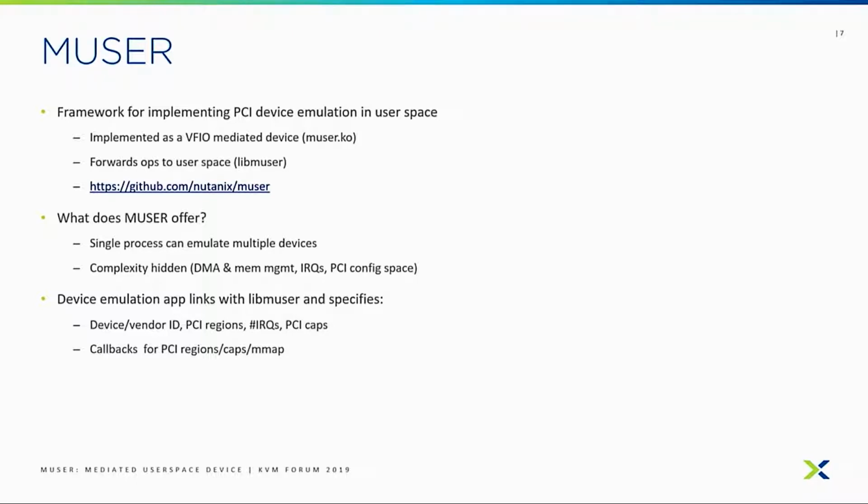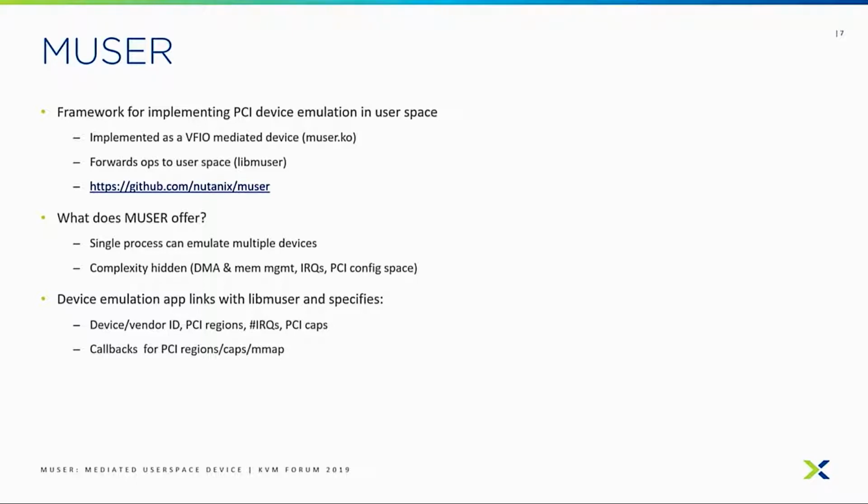MUSER mainly consists of two components. One is muser.ko, which is a kernel-implemented mediated device driver. The second is libmuser, which is a user space library. So what does MUSER offer? A single process can emulate multiple devices. This means that from a single process, the application can poll multiple virtual machines to get the I/O requests, and on the other side, the same application can also poll the physical device to get the I/O completions. By doing this, we can save a significant amount of CPU cycles.